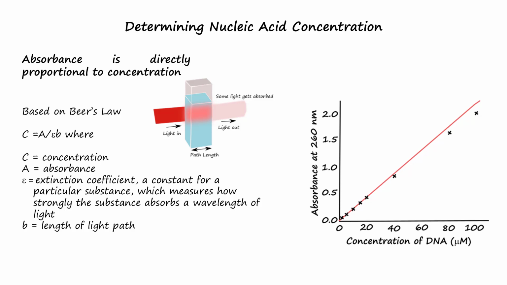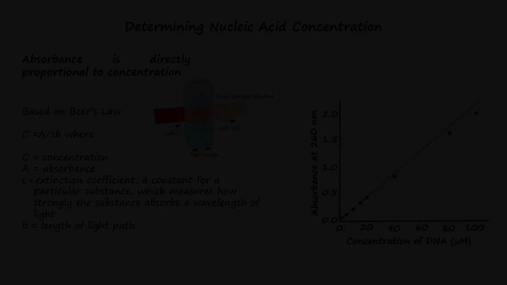Concentration is directly proportional to the absorbance, and based on Beer's law, concentration is equal to absorbance divided by epsilon times B, where epsilon is the extinction coefficient or molar absorptivity, a constant for a particular substance which measures how strongly the substance absorbs a wavelength of light. B is the length of the light path.